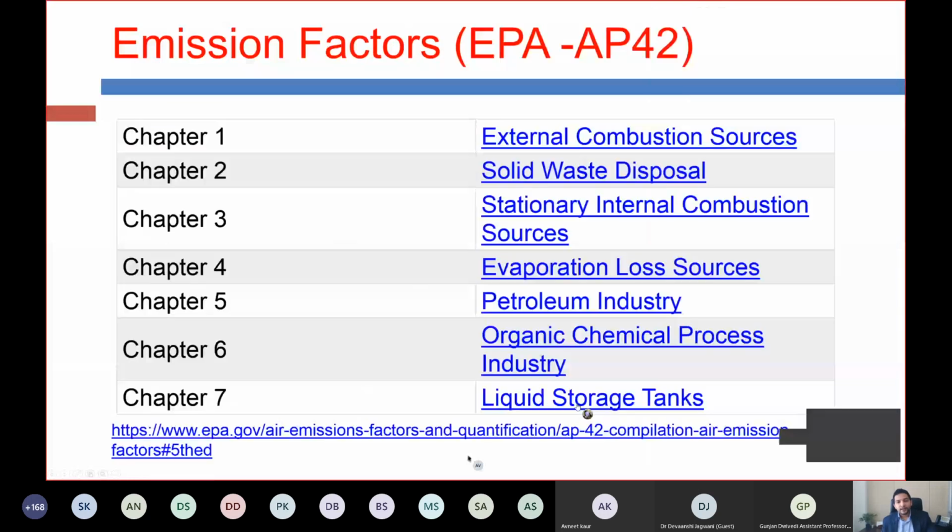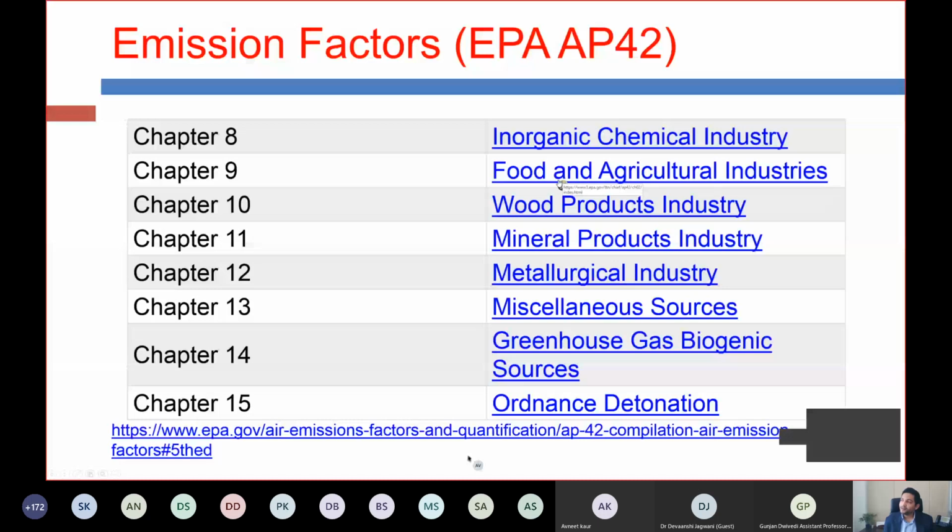As I have said, the Environmental Protection Agency has developed detailed documents on each category of sources, and based on the capacity of the equipment, the sources, the process, we can use these resources to evaluate and come up with a detailed emission inventory. Chapter 1 is for the combustion sources, which includes all kinds of combustion engines, and then solid waste disposal, and so on. There are about 15 chapters for different kinds of industries. So when we are estimating emissions from a metallurgical industry, we can go to chapter 12 and refer to this detailed literature and extract the correct emission rates to perform such air dispersion modeling activities.